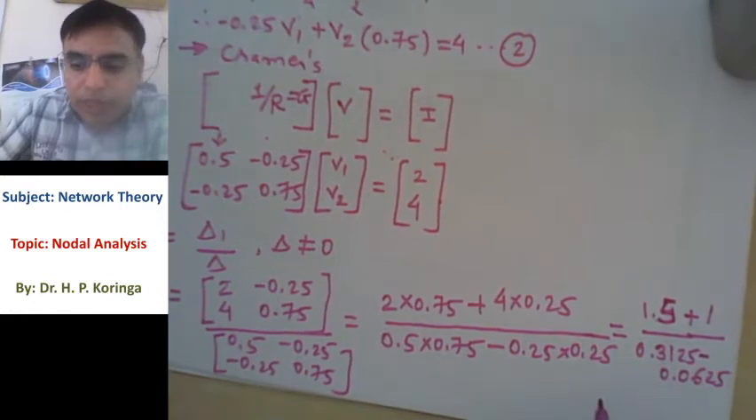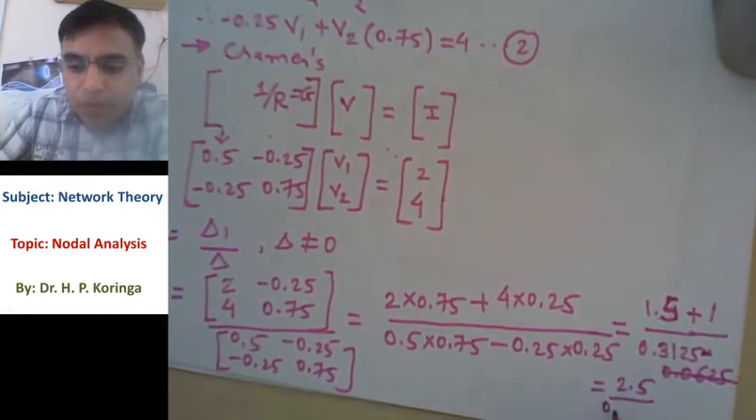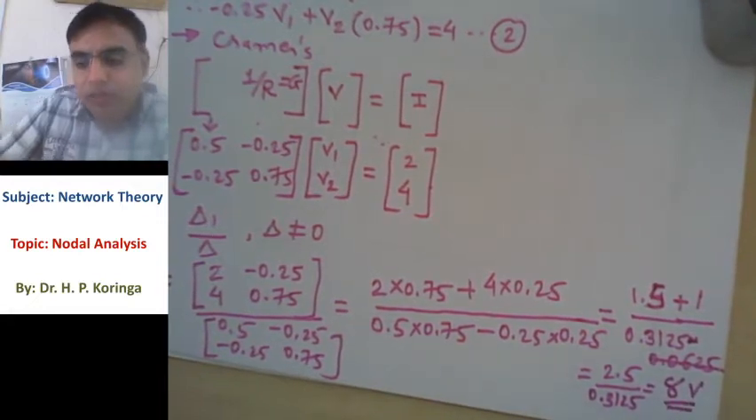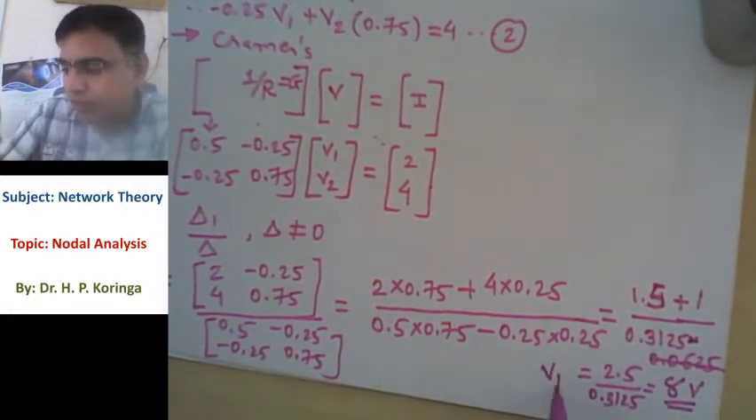Total for the delta, 0.3125. Okay. So delta 1 is equal to 2.5 divided by delta, which is 0.3125. So our V1 answer is 2.5 divided by 0.3125, which is 8. So our V1 is equal to 8.